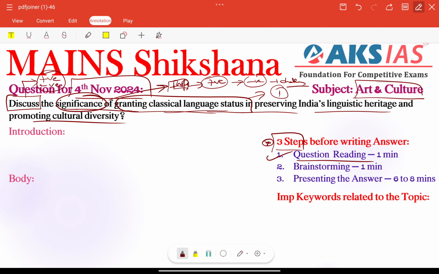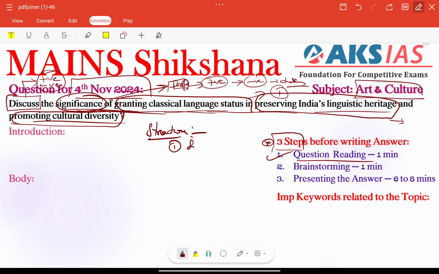So first of all, in the particular keywords we need to identify the particular information here. Significance of granting classical language status in preserving India's linguistic heritage and also promoting cultural diversity. We can divide these two important keywords while talking about the significance part, right? So let's create some structure here. First important thing is significance. Here we can divide two parts. First of all, preserving India's linguistic heritage, and also second, cultural diversity, right?